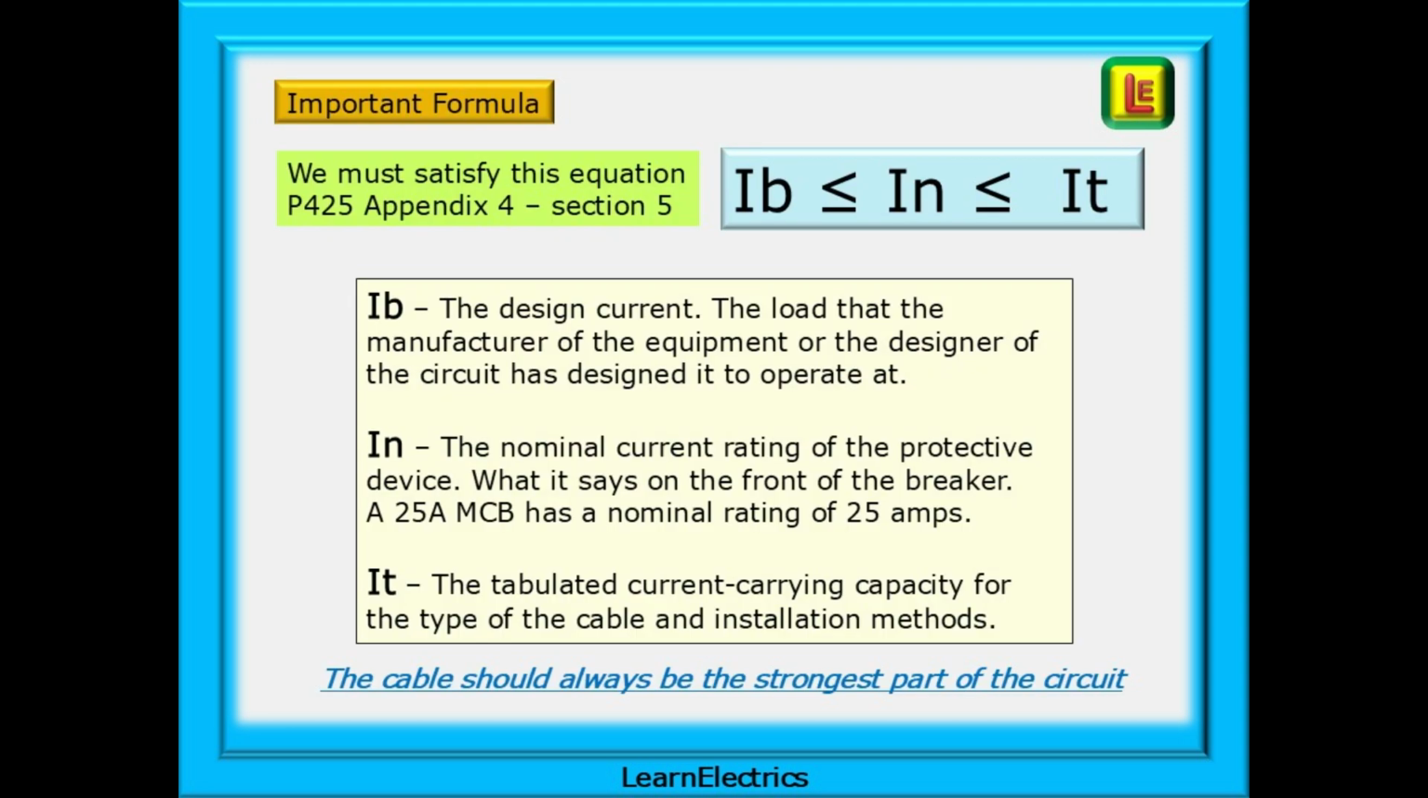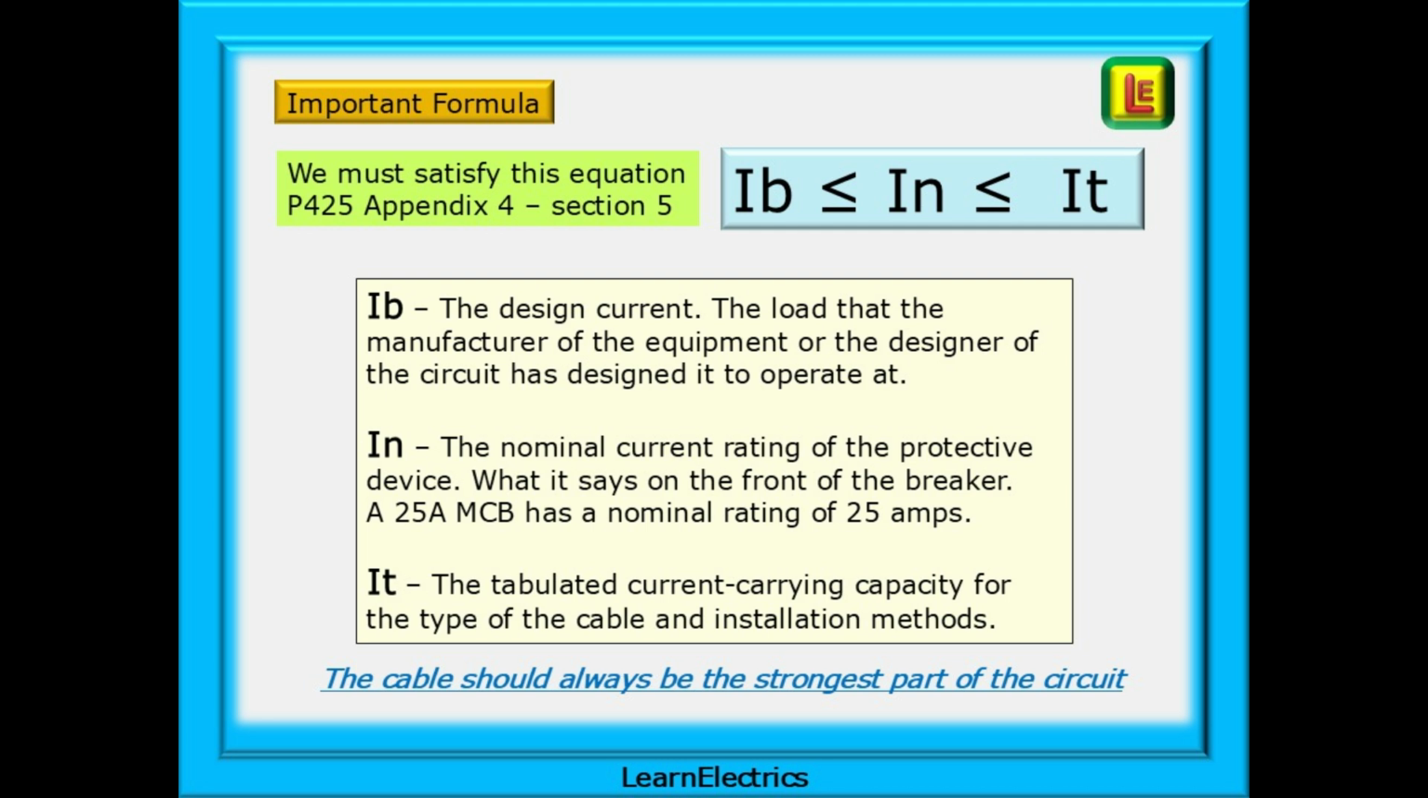This is an important formula, and we must satisfy this. Look at the direction of the arrows. IB must be equal to or less than IN, and IN must be equal to or less than IT. IB is the design current, the load that the manufacturer of the equipment or the designer of the circuit has designed it to operate at.